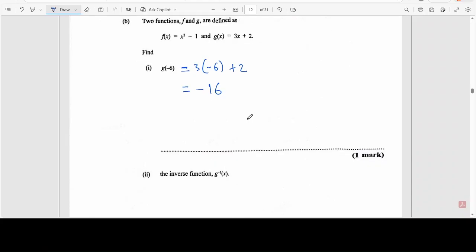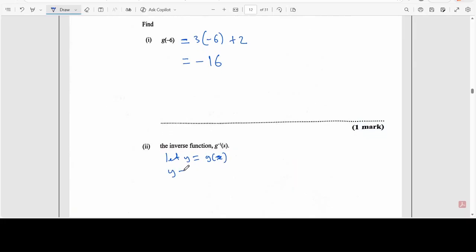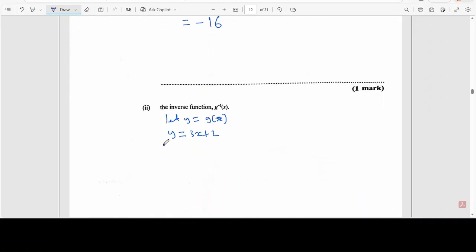Inverse function g inverse x. Right. So the first thing I have to say is let y equal to g of x. Right? So therefore we have y equal to 3x plus 2. Next step is to do what? Interchange x and y. So we interchange x and y, so here will become x, and here will become y.